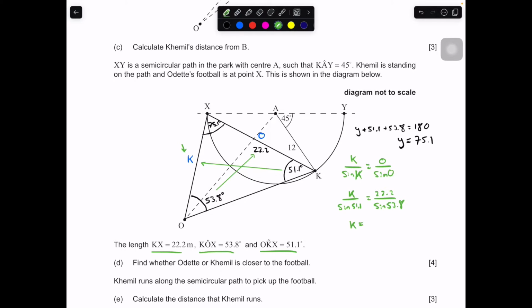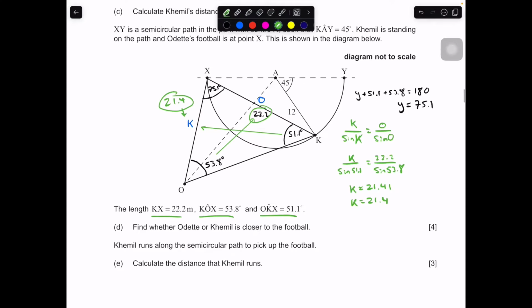K is equal to 21.41 or, to 3 significant figures, 21.4. So if this is 21.4, that's how far Odette is from the football. And Camille is 22.2 meters away. So I keep interchanging, 22 meters, not feet. So find whether Odette or Camille is closer to the football.